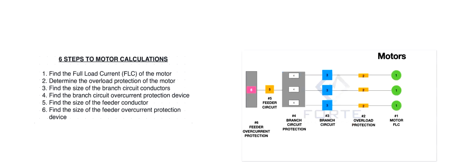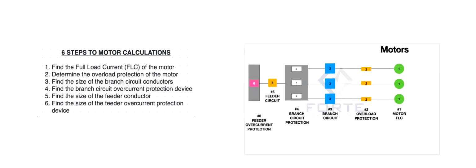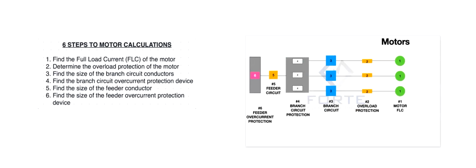So here we go again. You guys that have seen my previous videos know how to find the FLC, and how to find the overload protection using the FLA. And now today we're going to find the size of the branch circuit conductors. So we know how to do this one. Now we're working on number 3. So we're finding the size of the wire that goes from your MCC, your motor control center, over to your motor.